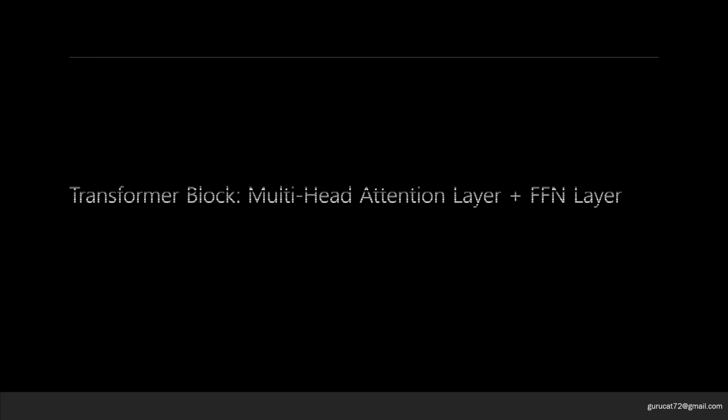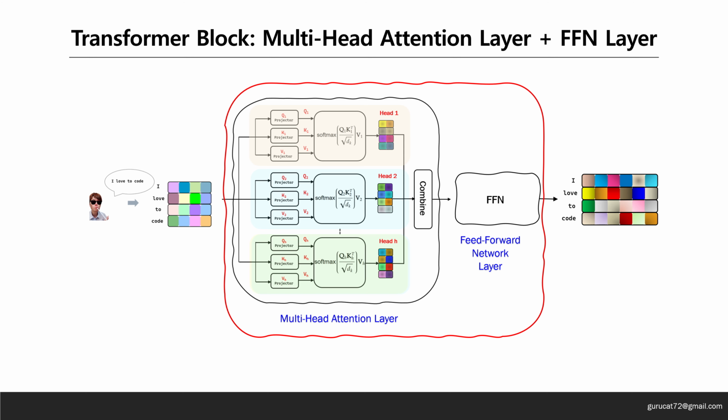Let's recap. A single transformer block is made of two major components, the multi-head attention layer and the feed-forward network layer. Together, they form one complete cycle of understanding and transformation. Here you can see how everything fits inside one transformer block. Multiple attentions run in parallel. Their results are combined, and then the FFN further transforms the output token-wise. This block becomes the basic building unit of the entire transformer model.